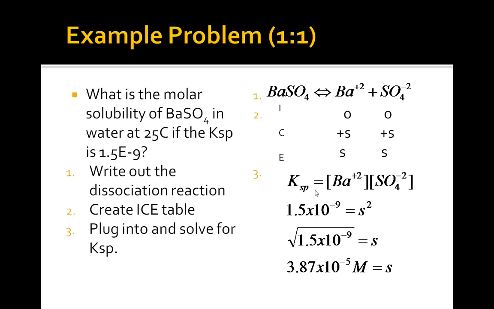And here's what the work looks like. KSP equals concentration of barium plus 2 times the concentration of SO4 minus 2. There's the value of KSP taken right from the problem, equals S squared. I've got S times S, so that's going to be S squared. And the square root of that will just give me S. And here's the square root, 3.87 times 10 to the minus 5 molar.